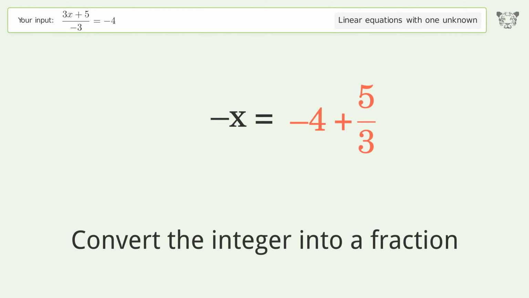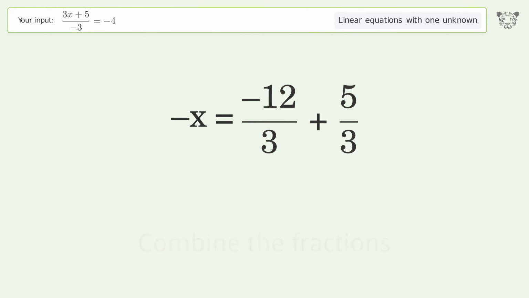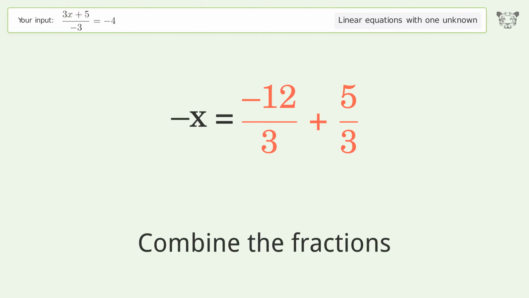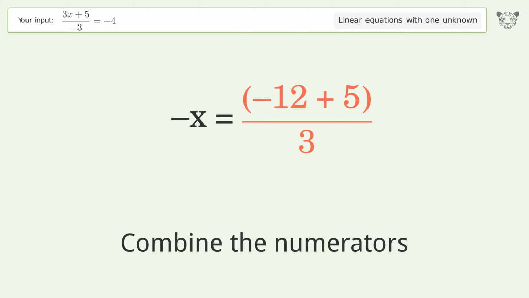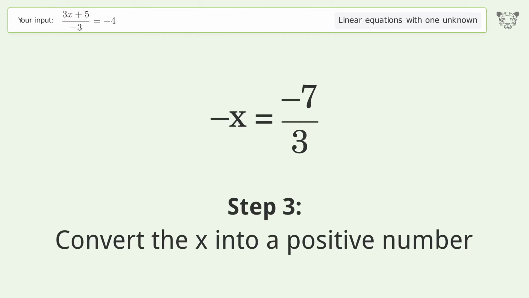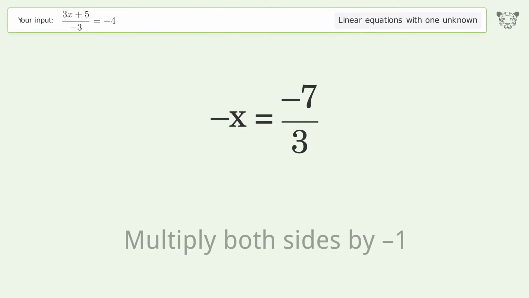Convert the integer into a fraction. Combine the fractions. Combine the numerators. Convert the x into a positive number. Multiply both sides by -1.